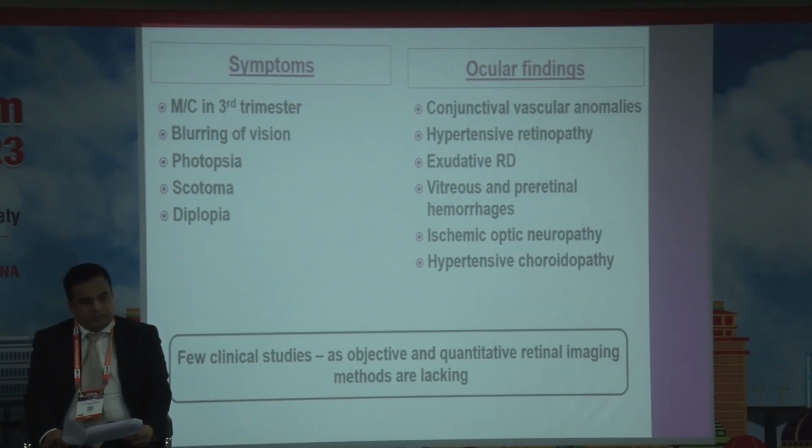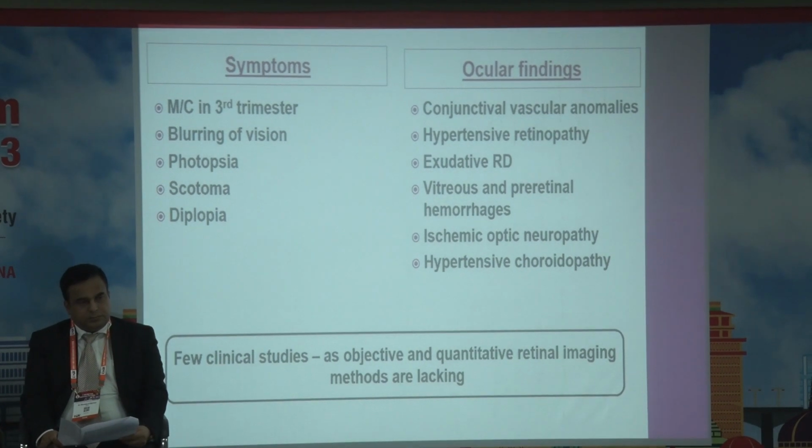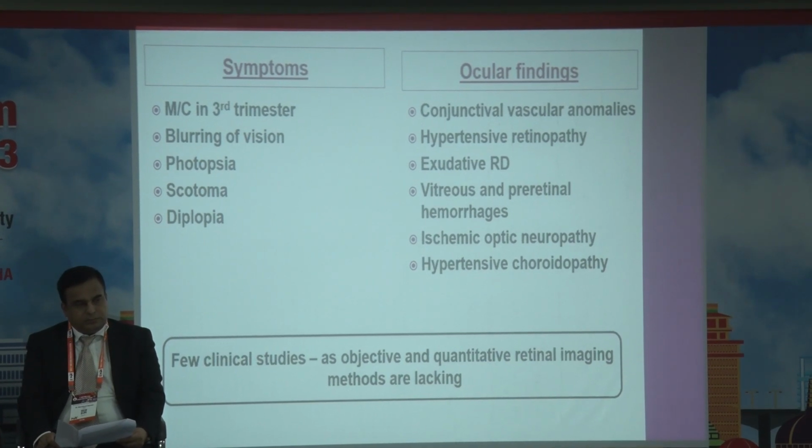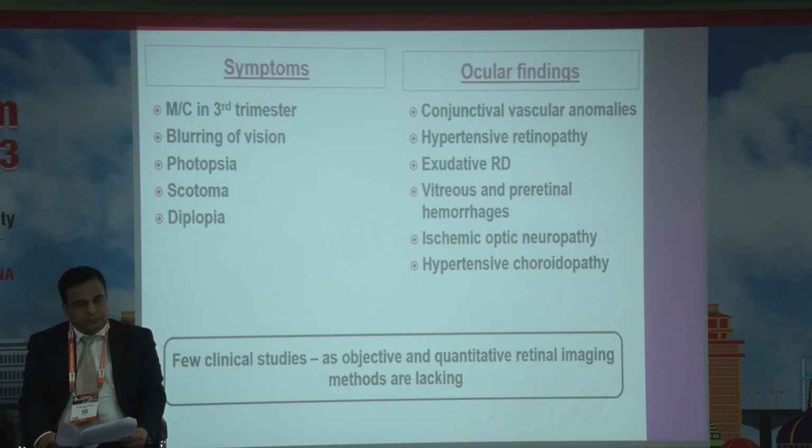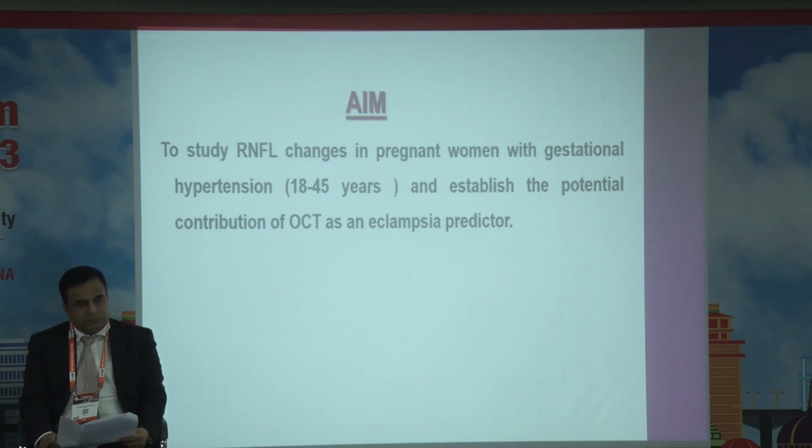Visual symptoms, which are usually most common in the third trimester, include blurring of vision, photopsia, scotoma, and diplopia. Ocular findings include conjunctival vascular anomalies, hypertensive retinopathy, exudative RD, vitreous and preretinal hemorrhages, ischemic optic neuropathy, and hypertensive choroidopathy. There are very few clinical studies on preeclampsia's retinal changes as objective and quantitative retinal imaging methods were lacking. So with the advancement of OCT, an attempt has been made to study RNFL changes in pregnant women with gestational hypertension in the age group of 18 to 45 years and establish the potential contribution of OCT as an eclampsia predictor.